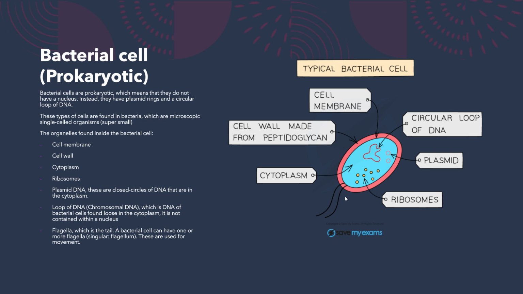Lastly, we have the flagella, okay, which is just a tail. So if you look here, it's not labeled here, unfortunately, but you see these two little black strands. So these are the flagella, okay? So a bacterial cell can either have one or more flagella, and the singular way to say flagella is flagellum, which is L-L-U-M, and these are just used for movement. Movement is a basic necessity of all living organisms. Everyone needs to move.